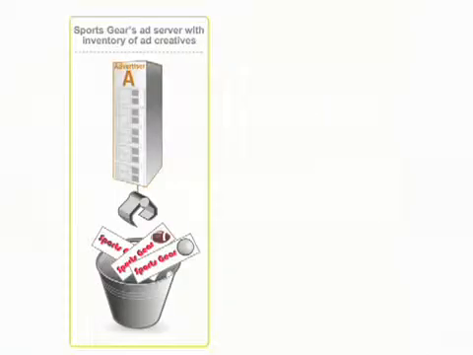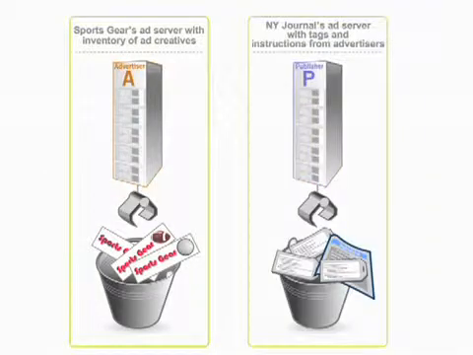So once the advertiser's ad server and the publisher's ad server are ready, they look something like this. What's in SportsGear's ad server? Its inventory of ads. What's on the publisher's side? The tags and instructions from the advertisers, including those from SportsGear.